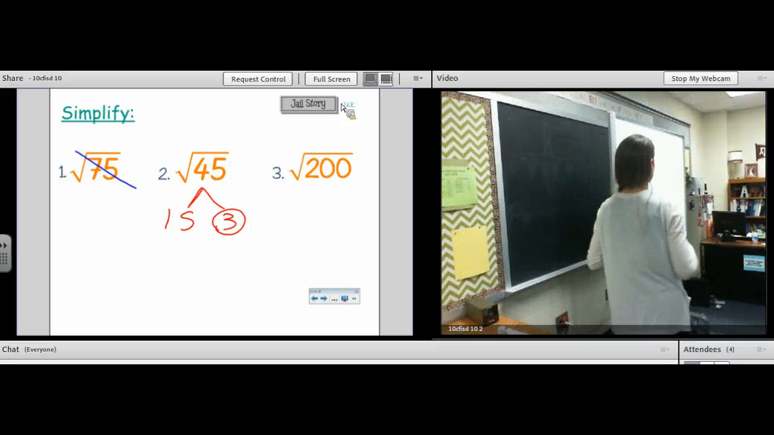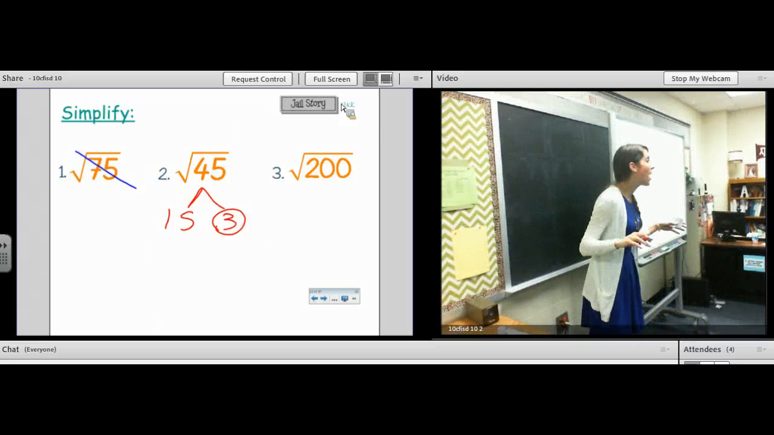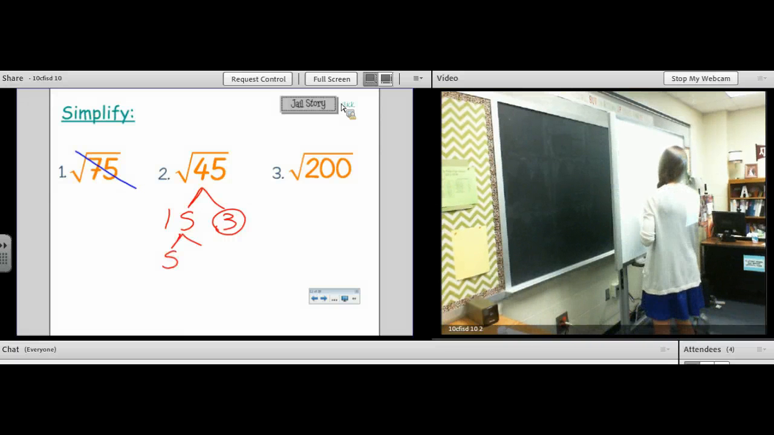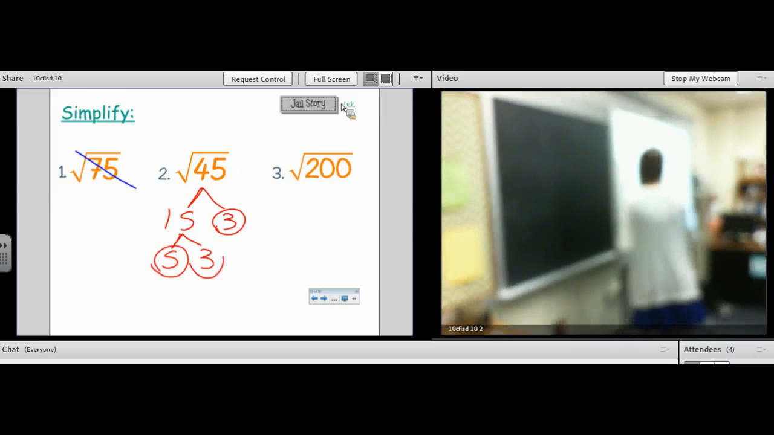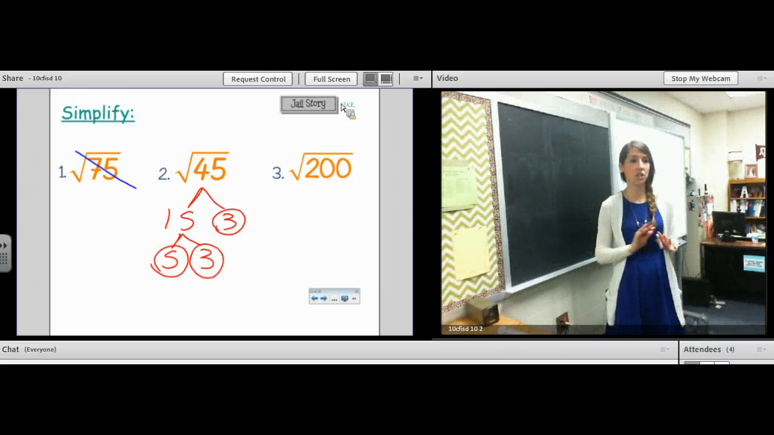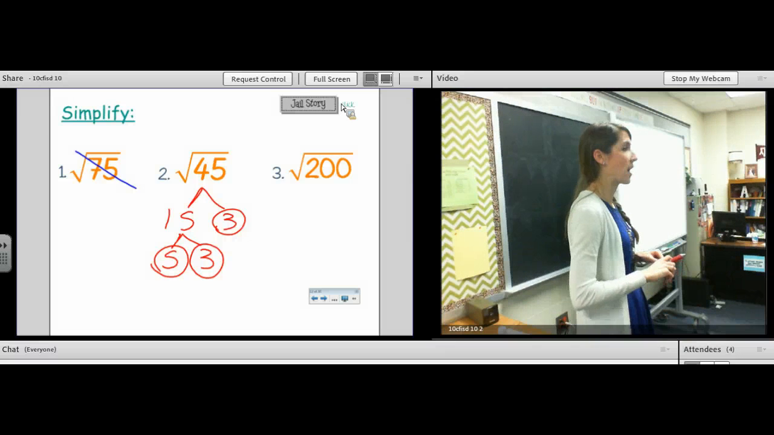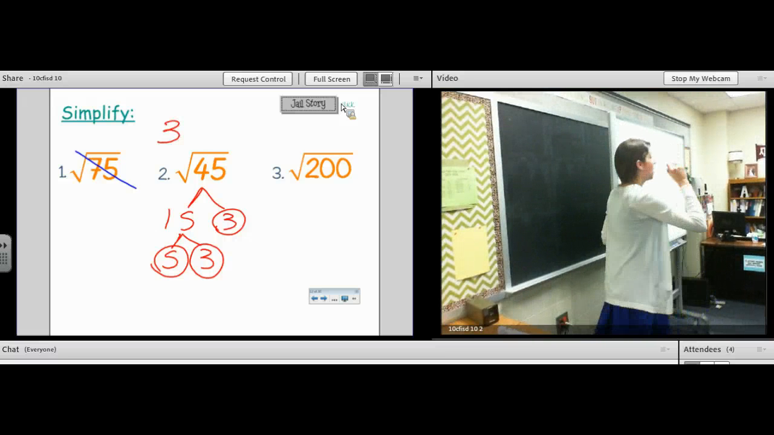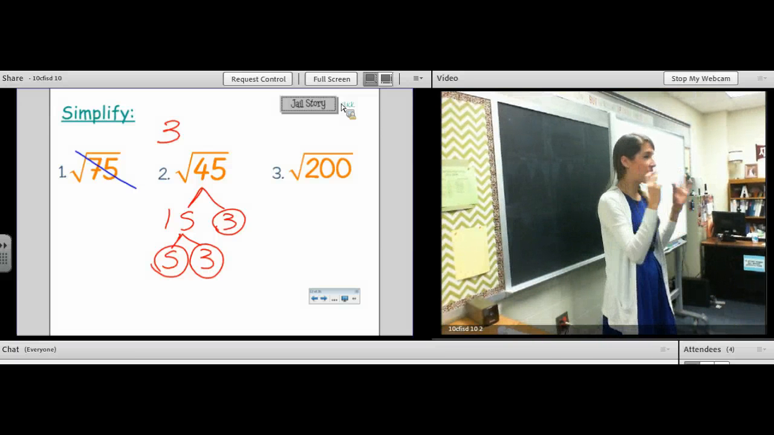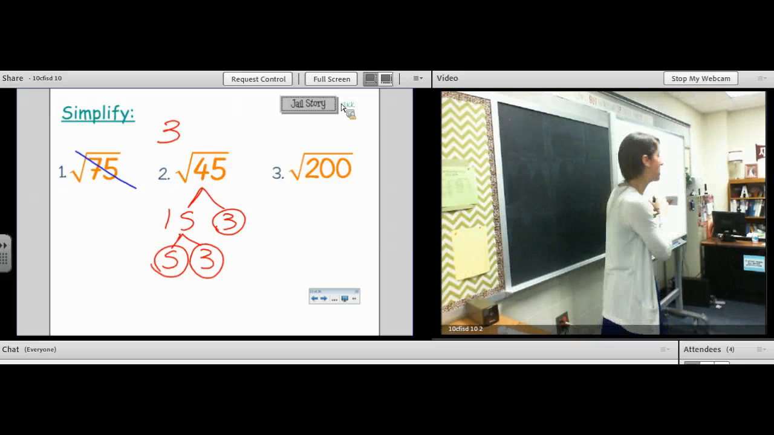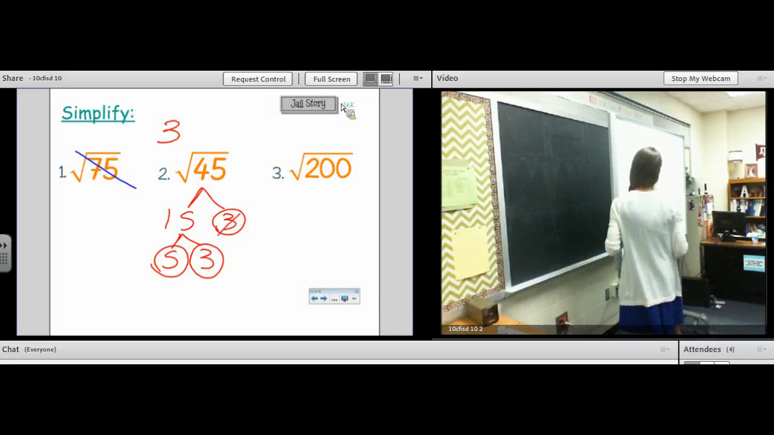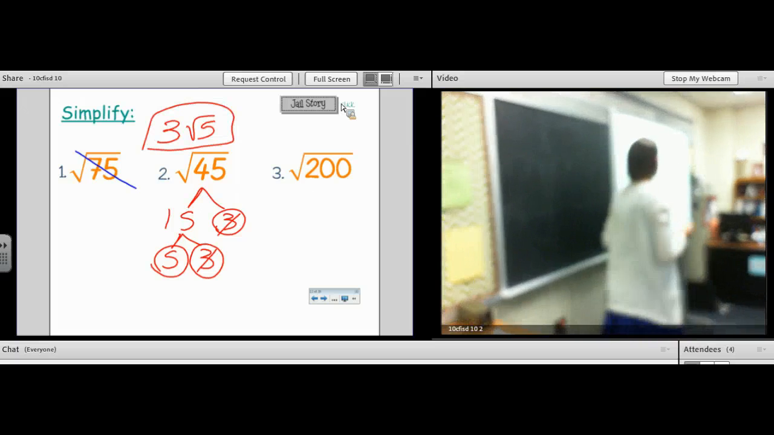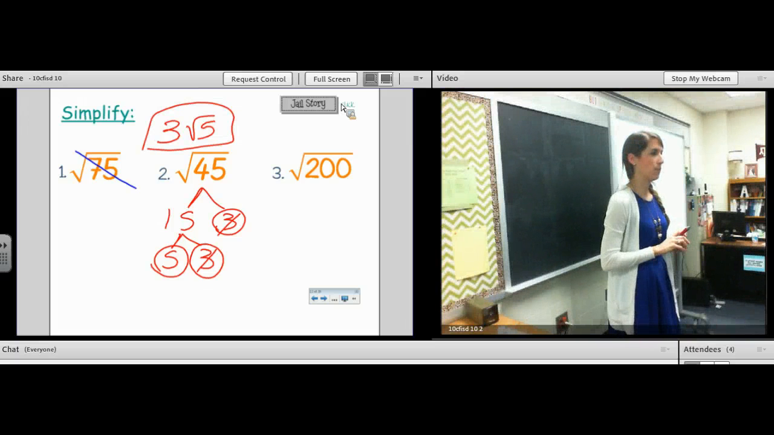Why did I circle 3? It's prime. It's a dead end. 15 is not a dead end, you can keep going. And now I'm at all dead ends. When you have reached all dead ends, you've got all prime numbers, then you look for pairs. Do you see a pair? A 3 escapes jail. Not 9. 9 doesn't escape. It's a 3, because some people get confused. And what's left over? A 5 is all alone, stuck in the radical. So the square root of 45 is 3 root 5.